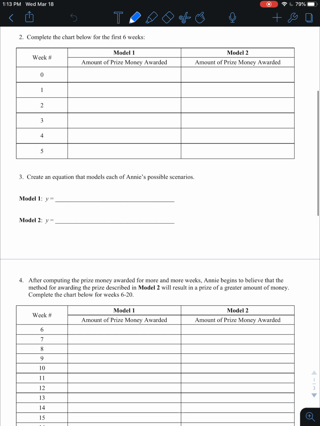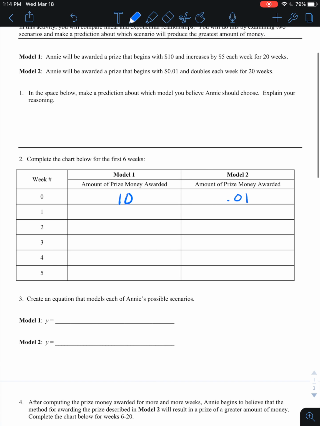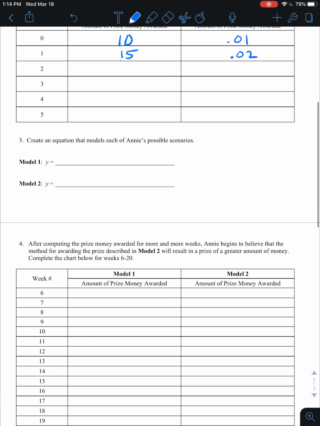Then what you're going to do is complete this chart. So we told you what Model 1 and Model 2 are doing. So week 0 would be how much you start with. So again, Model 1 is starting with $10, and Model 2 is starting with a penny. So as the weeks increase, you'll see they're going from 1, 2, 3, 4, all the way up to 5. What would you get each week? So we said if the first one is increasing by $5, the amount of money you would have after a week would be 15. The amount of money you would have here after a week would be 2 cents. Okay, and then you would continue that.